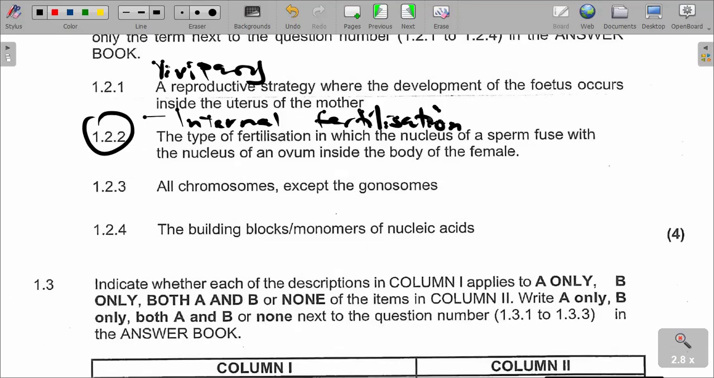And then all chromosomes except gonosomes. The gonosomes are also called sex chromosomes. So except these ones, the other term for the others, numbers 1 to 22, sometimes they say 1 to 22 chromosomes, they are called autosomes.